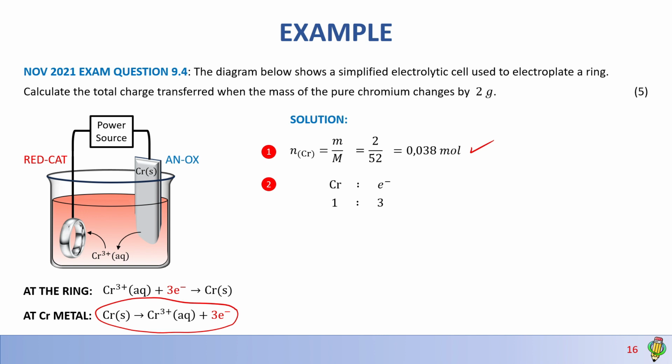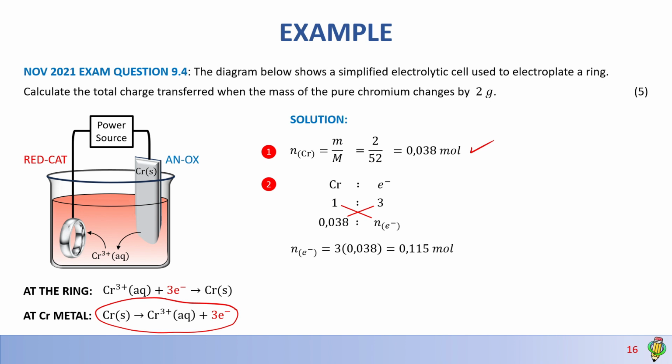We know the number of moles of chromium is 0.038, so we can find the number of moles of electrons denoted by n(e⁻). Then we cross multiply, we see 1 multiplies n and 3 multiplies 0.038. So we can say the number of moles of electrons in this reaction is 0.115 mole.